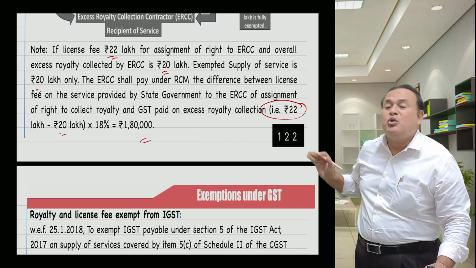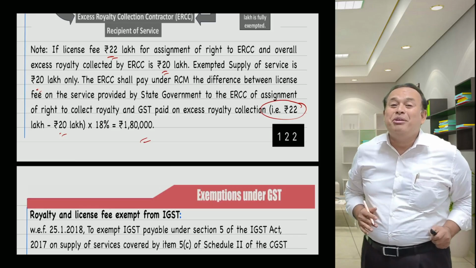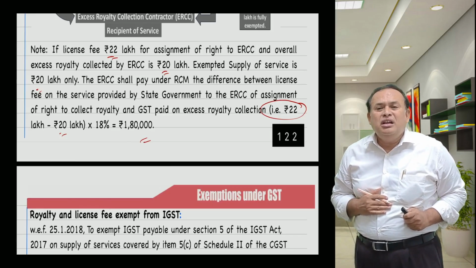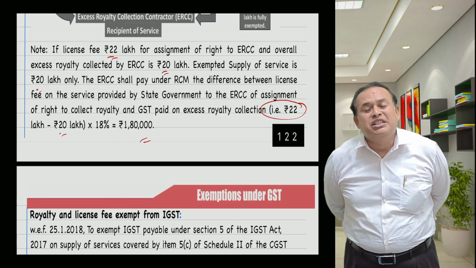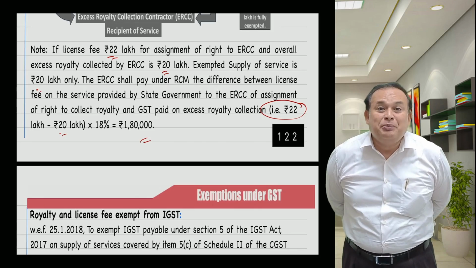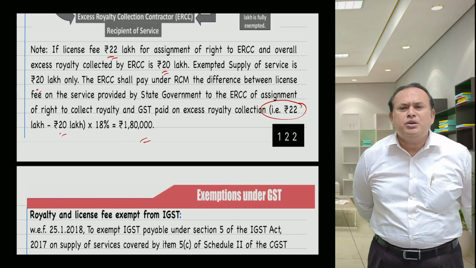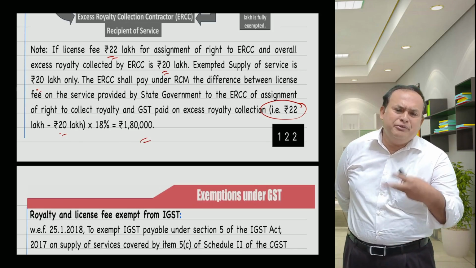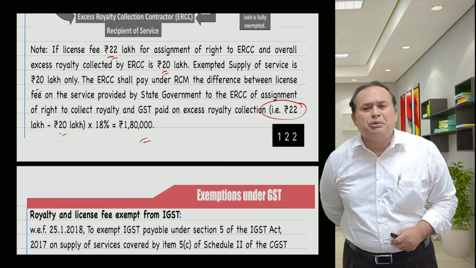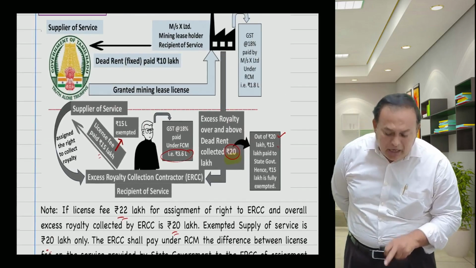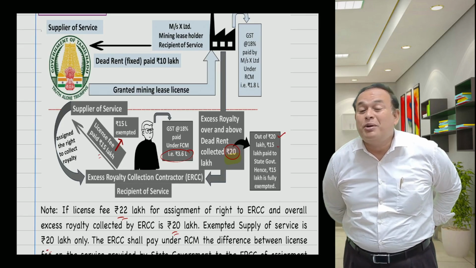In the given case, what happened? ERCC is a loss making company. Reason, you did not estimate properly why you opted to pay a license fee of 22 lakhs. That means your business is under loss. Of course, a business person's journey includes profit and loss. Every time you can't expect profit. In the earlier case, there was profit. How much profit? Almost 5 lakh plus profit. You got excess royalty, how much? 20 lakhs.